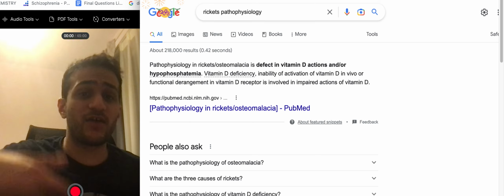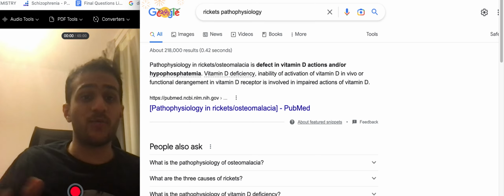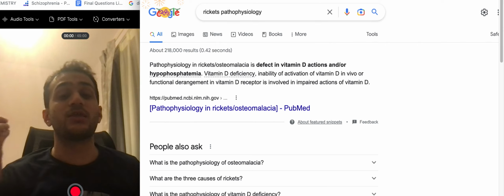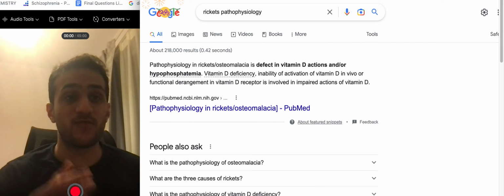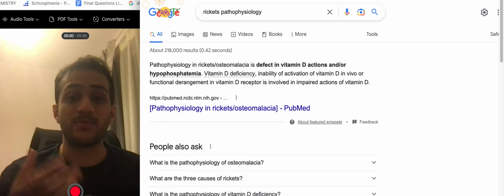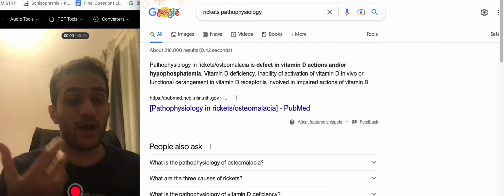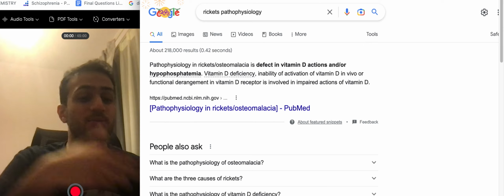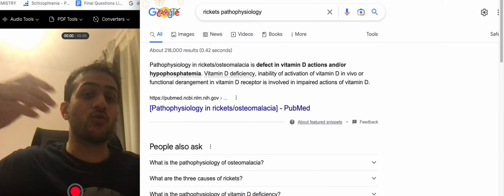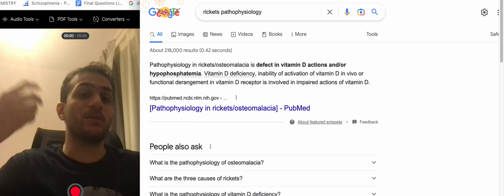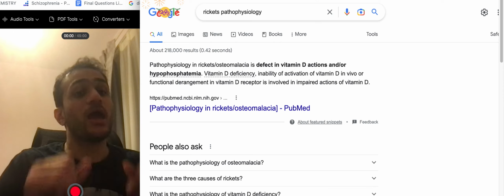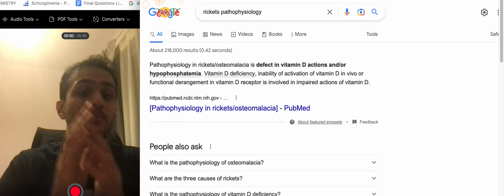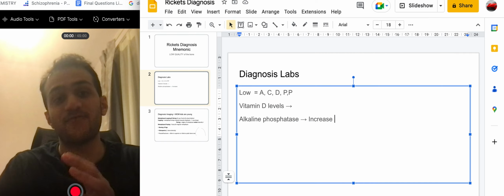Over here, there's a defect in vitamin D and its receptors, and we have hypophosphatemia. There's an inability of activation of vitamin D. The vitamin D receptor might not be working, or one of the enzymes responsible for vitamin D metabolism may not be working. Therefore, you won't be able to deposit that phosphate, and you won't be able to make that strong bone. That's really important, because when your bone is not as strong, your bone starts to break down, and a really big enzyme that gets elevated is called alkaline phosphatase.